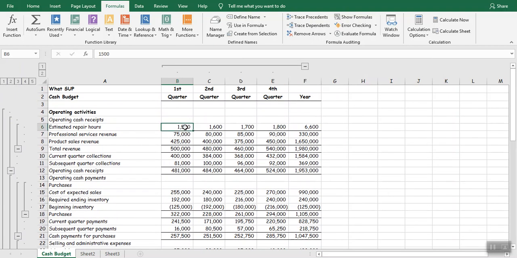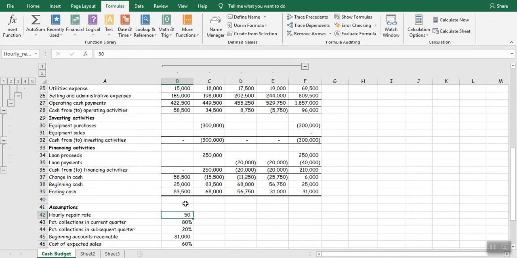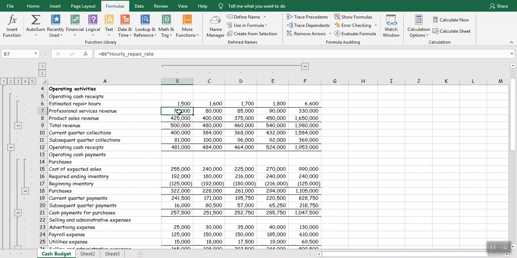Anyhow, we're starting out with operating cash receipts. Basically, we're making sales: we're repairing stand-up paddle boards, and we're selling stand-up paddle boards. This is provided. They tell us we have 1,500 estimated hours times the rate. So we're going to multiply. I'm hitting F2 right now. We can see it's going to multiply B6 times the hourly rate. The hourly rate is 50 bucks, and this is how we get these numbers.